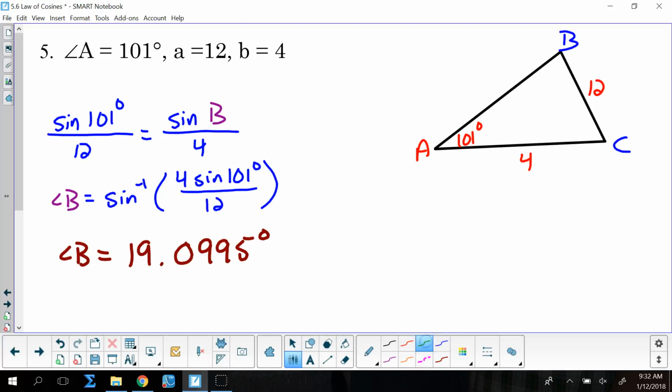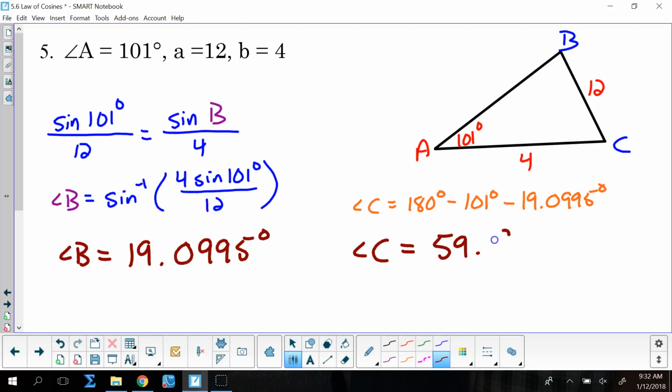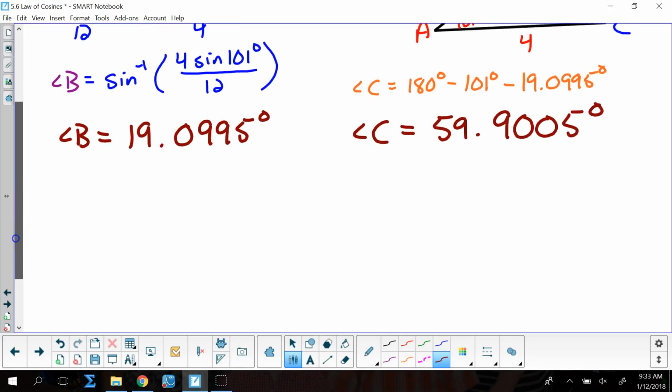Then that would tell me that angle C is going to be 180 degrees minus 101 degrees minus 19.0995 degrees. So that's going to tell me then that angle C is 59.9005 degrees. Concur there. Okay.